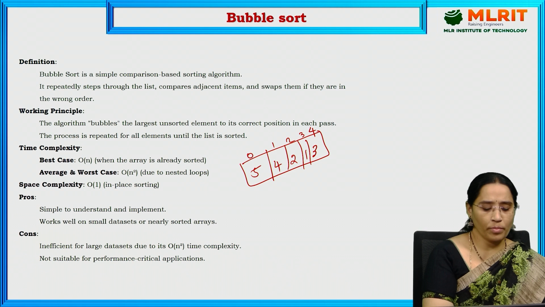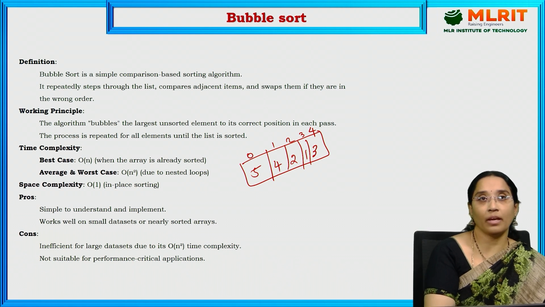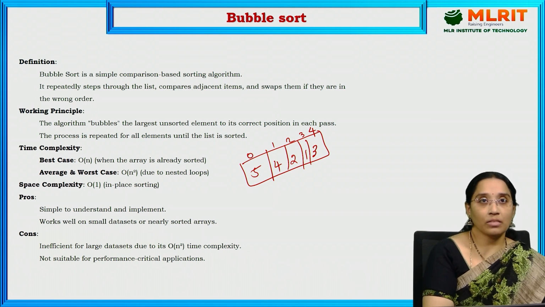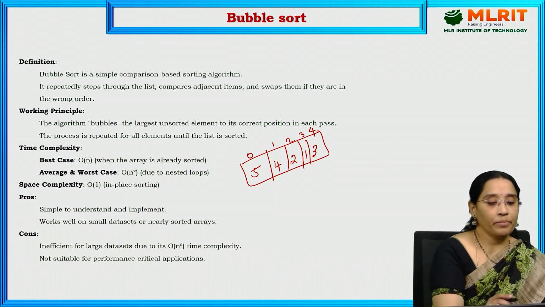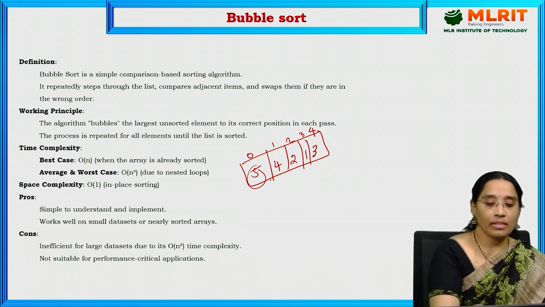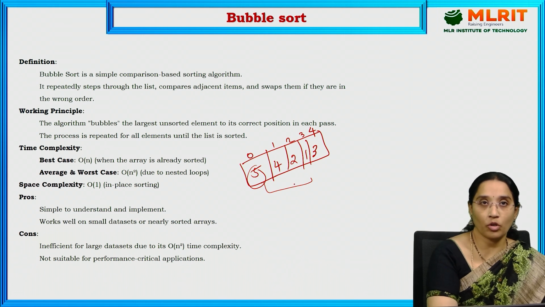We have so many sorting techniques. We can implement any one of the sorting techniques to arrange them in ascending order or in descending order. So how do we arrange these elements in sorted order? First, the largest element in the unsorted list should be placed in its correct position. What is the largest element in the array here? 5 is the largest element, and the second largest element is 4.